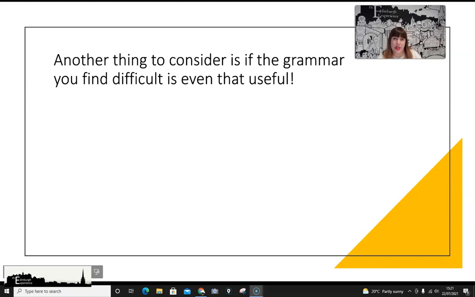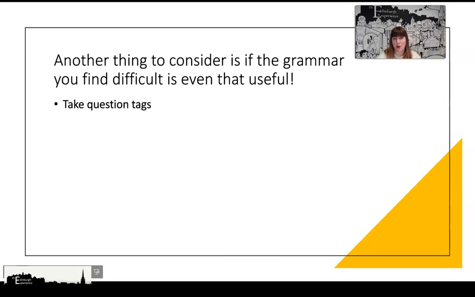Another thing which is really important to consider when we're thinking about these basic structures or advanced grammar or whatever you want to call it, is if that grammar that you are finding difficult to produce is even particularly useful, yeah? Because maybe you're really struggling with something and it's not even that important. Let me give you a great example of that. Take question tags, okay? So question tags are the things that look like this. It's Monday today, isn't it?